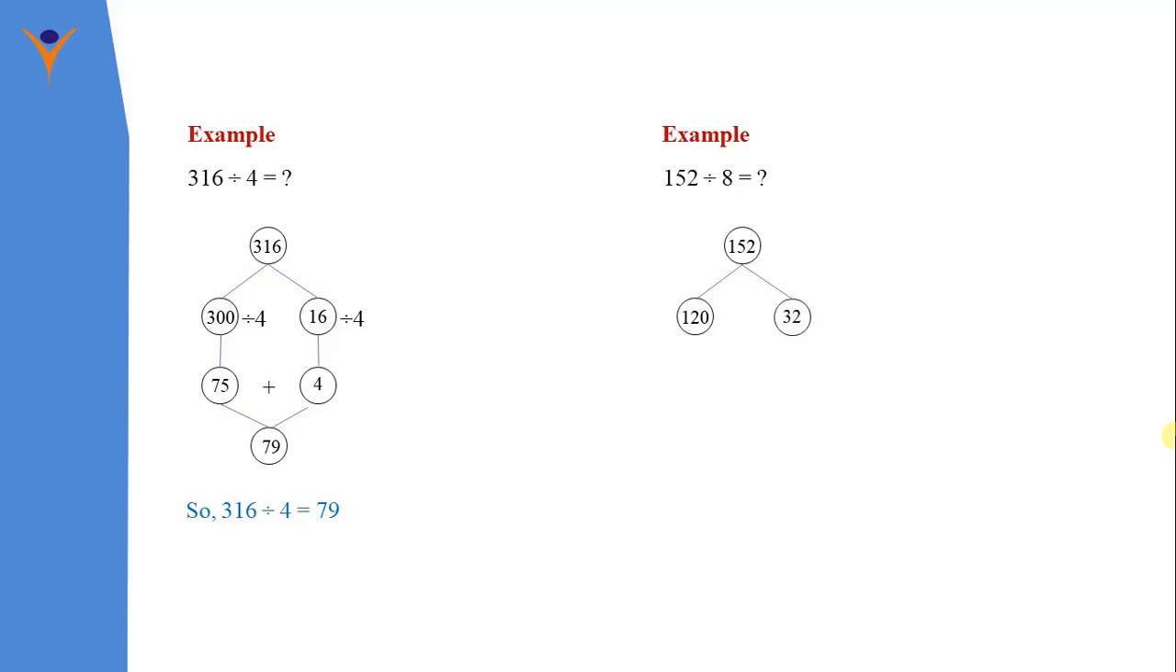Good. So now we divide by 8. 120 divided by 8 gives us 15. And then 32 divided by 8 gives us 4. So now we add the results. 15 plus 4 is 19. And that is the answer to the question. 152 divided by 8 equals 19. So did you get it correctly? Congratulations if you did.